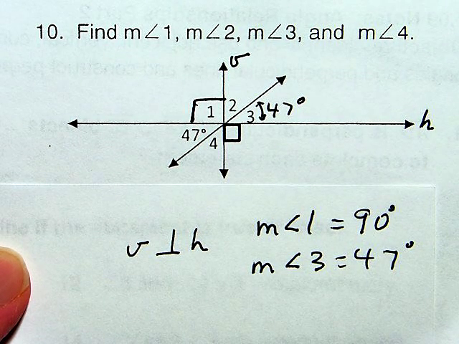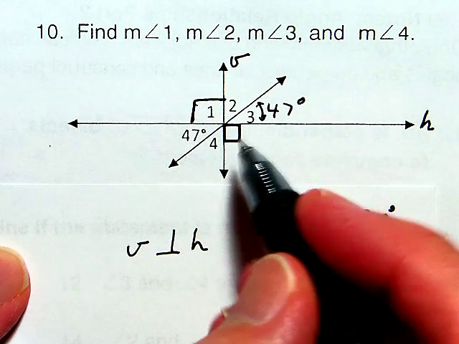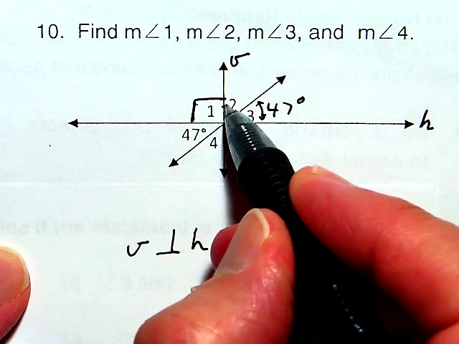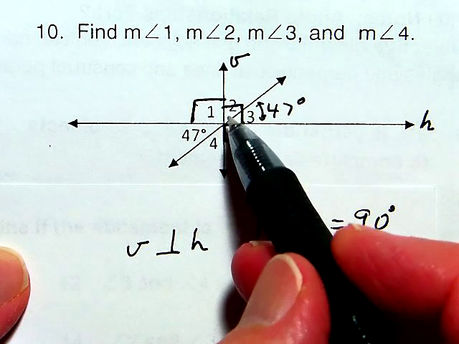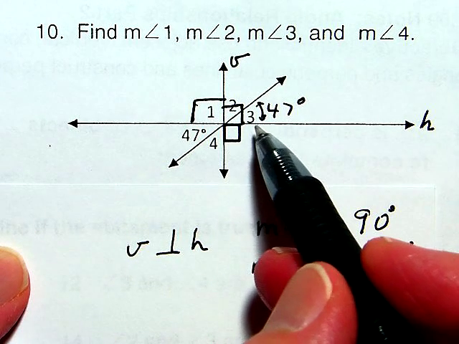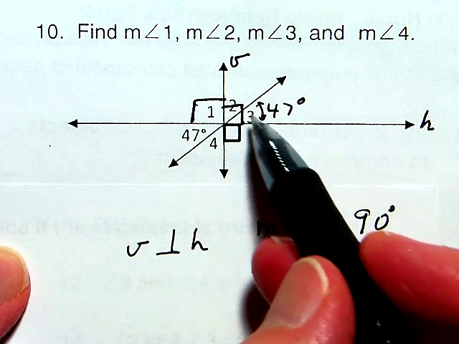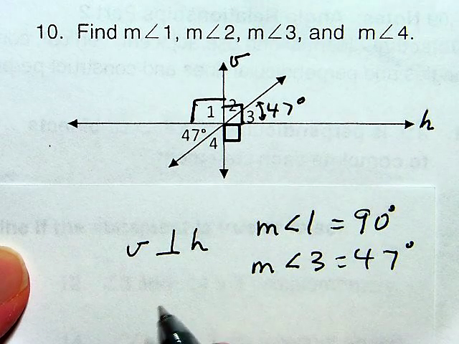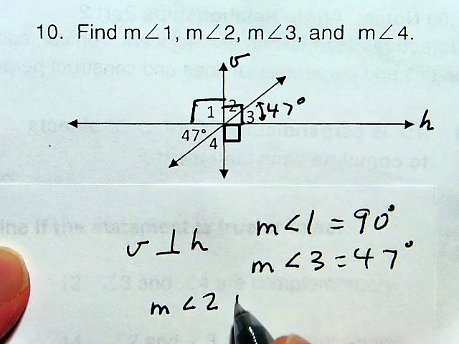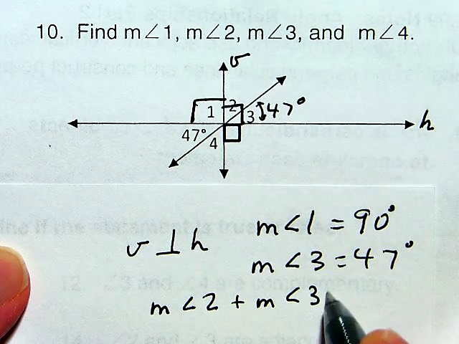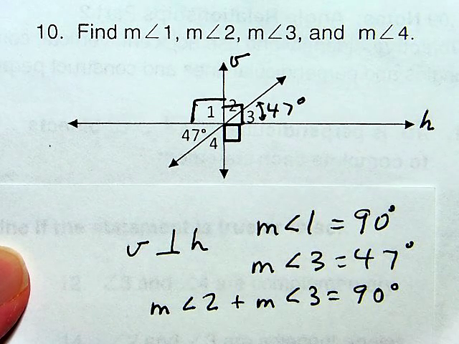Well, what else do we know in this diagram? We said that V and H intersect to form right angles everywhere. So we've only drawn in 2 of those right angles. There's another right angle right over here. Okay? So that means that angle 2 plus angle 3 equals 90 degrees because it's a right angle. So we've got another equality that might help us here. The measure of angle 2 plus the measure of angle 3 equals 90 degrees.